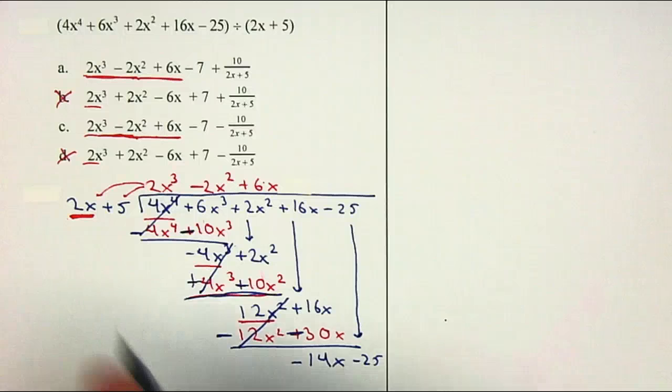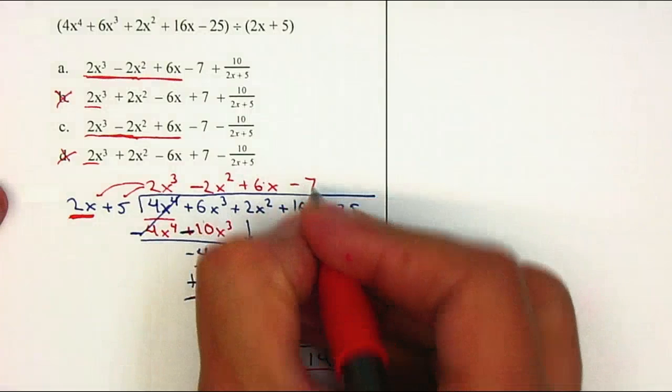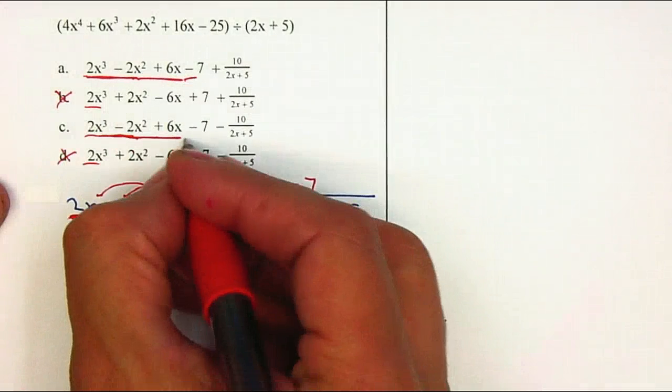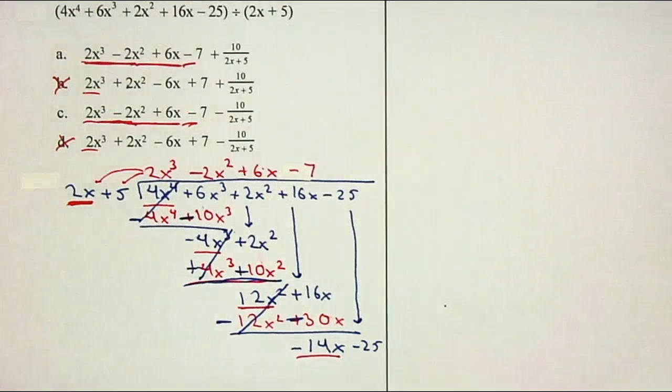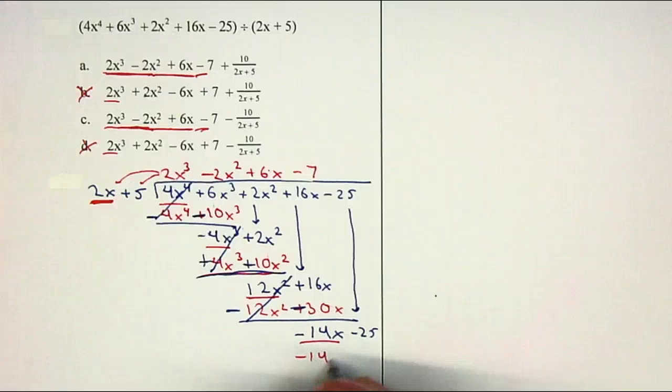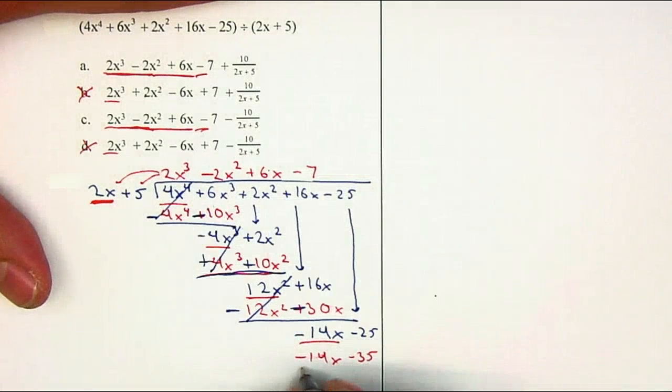And go through the same process again. What do I need to multiply 2x by to get negative 14x? That will give me a negative 7. And they both have a negative 7. Multiply it out. That will give me a negative 14x. And negative 7 times 5 gives me a negative 35.